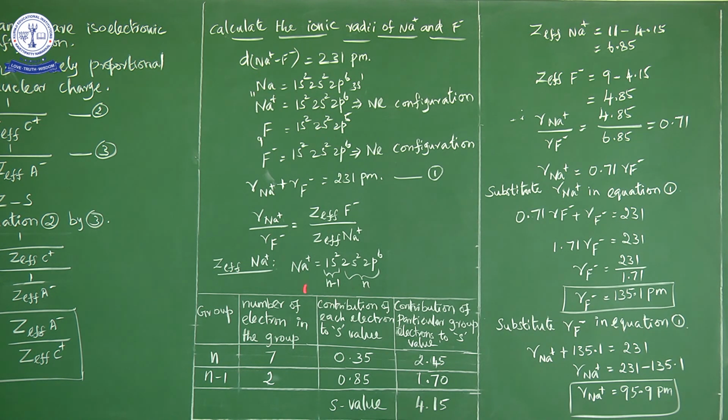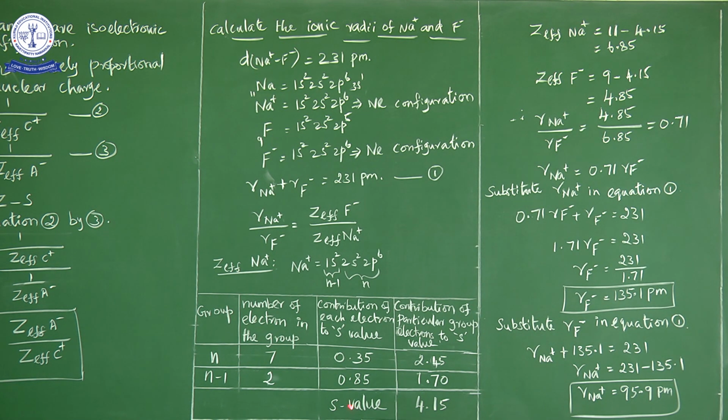Then n minus 1, the next immediate inner shell. We have chosen an electron from the second main energy level. So the next immediate shell is 1s2. So 2 electrons are present in the n minus 1th group. The screening value for the n minus 1th group is 0.85. So for each electron 0.85 means, for the 2 electrons, 1.70.